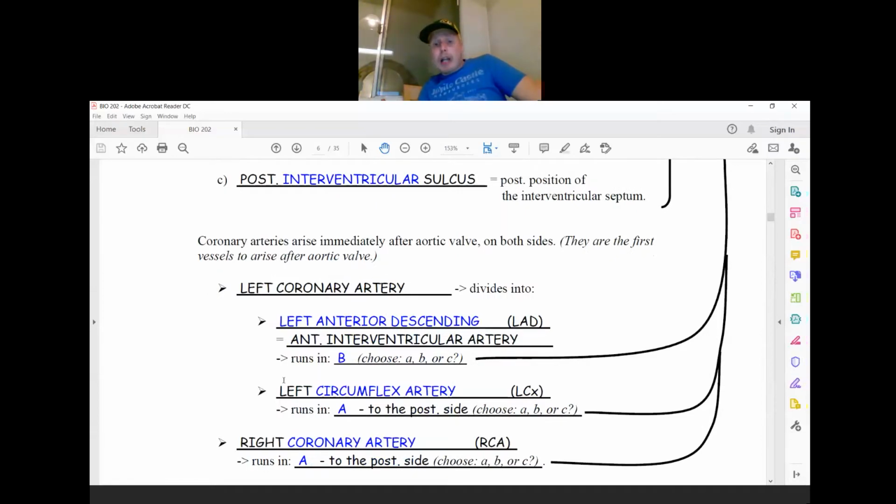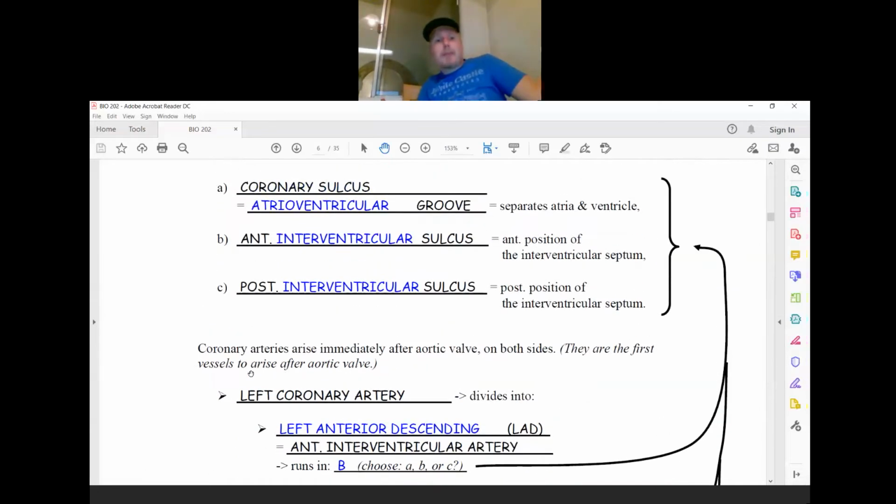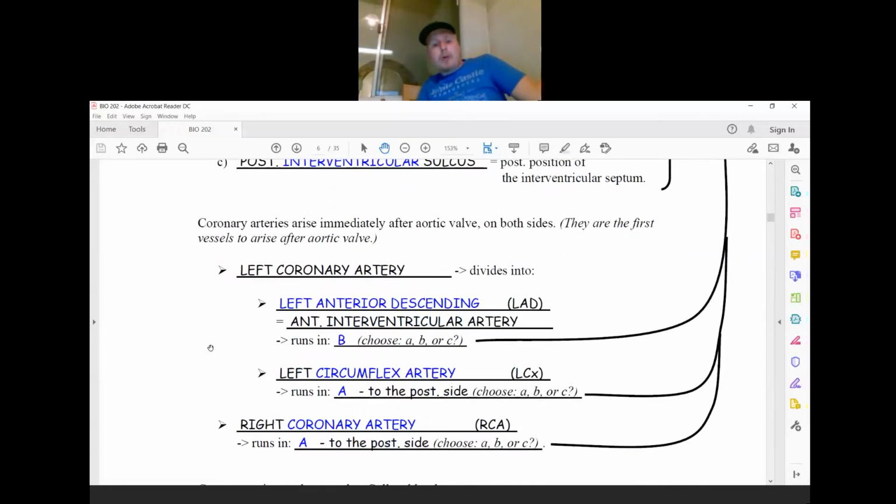Well, let's have a look at the other branch that came from the left coronary artery. This would be our left circumflex artery. So left circumflex artery keeps running in our atrioventricular groove until it goes to the posterior side. So it runs between atria and ventricle in that depression.